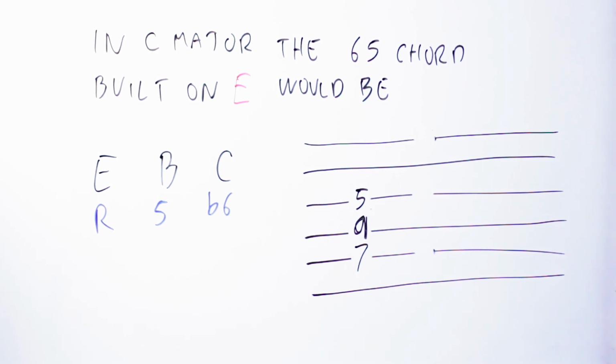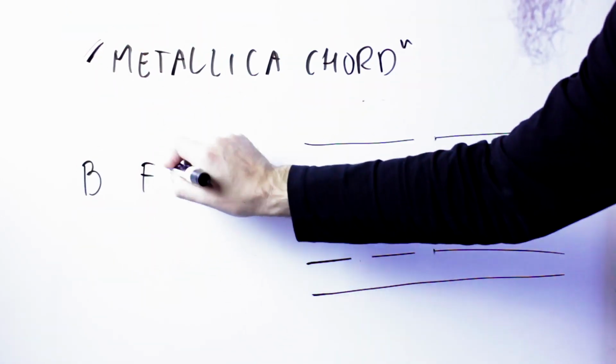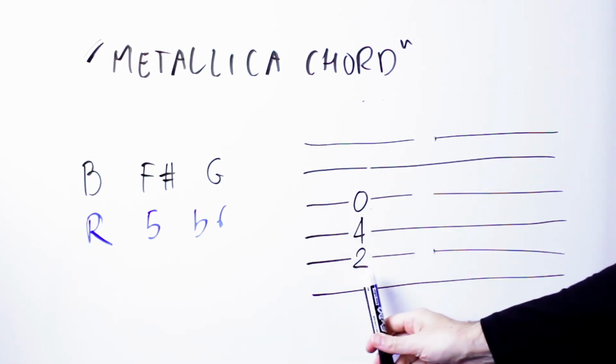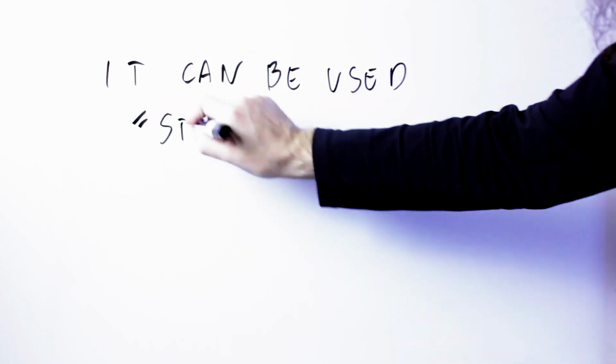All the Metallica fans know this sound already because it's the same, in a different key, as the chord of Fade to Black and One. So you can use this chord exactly as it is, and it already sounds good.